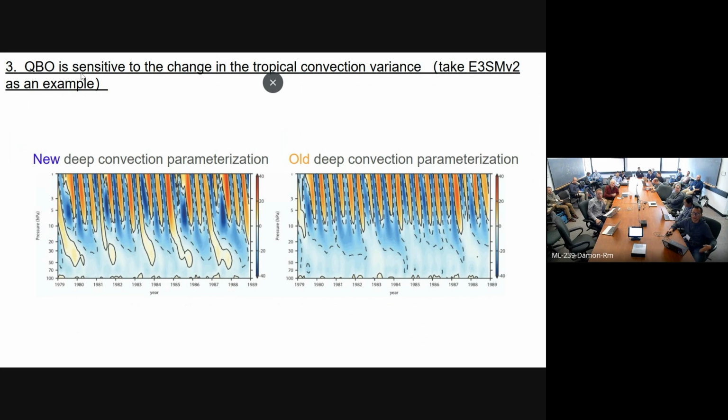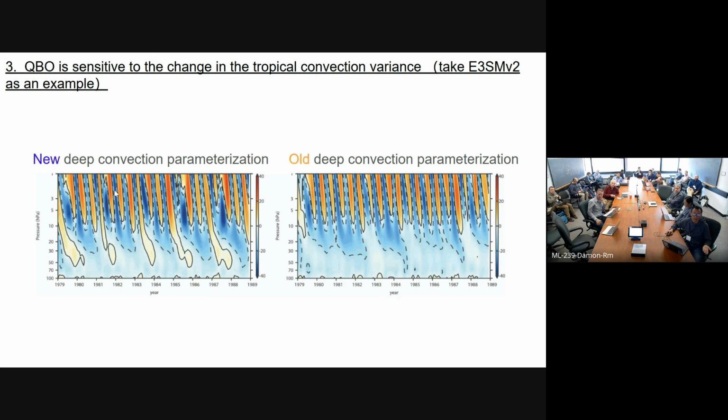It's not related to the previous one, but I'm going to explain how QBO is sensitive to the change in the tropical convection variance. Take the E3SM version 2 as an example. Why did we start this? Because in E3SM version 2, we have a new update in the deep convection scheme, which is called DCAPE. I won't jump into the DCAPE because I'm not an expert in the deep convection scheme, but DCAPE just puts more dynamical constraints on the occurrence of the deep convection. Anyway, I'm interested in how this update in the deep convection scheme will influence QBO.